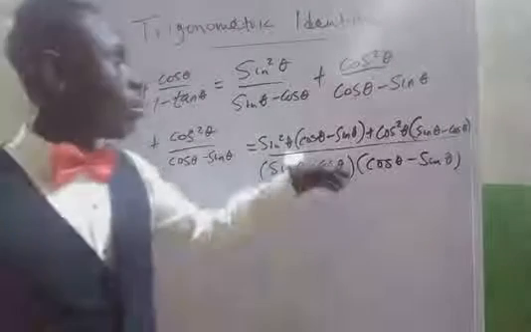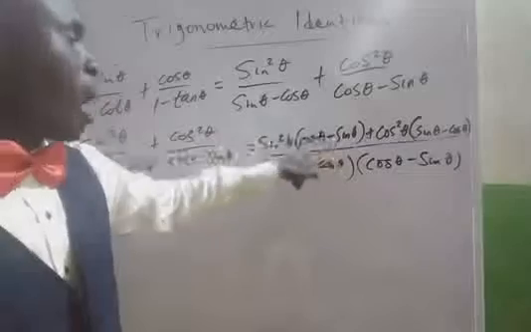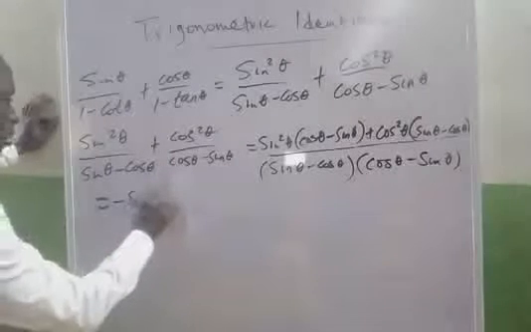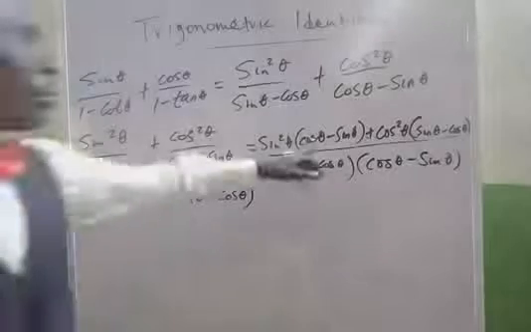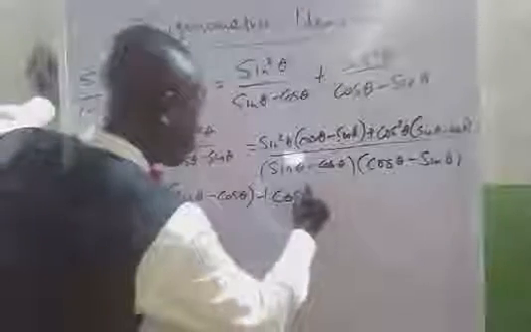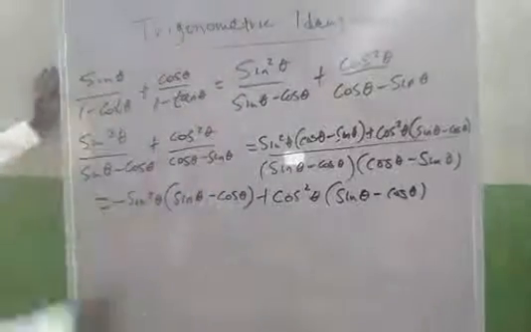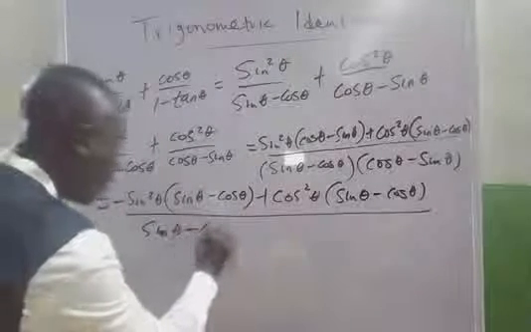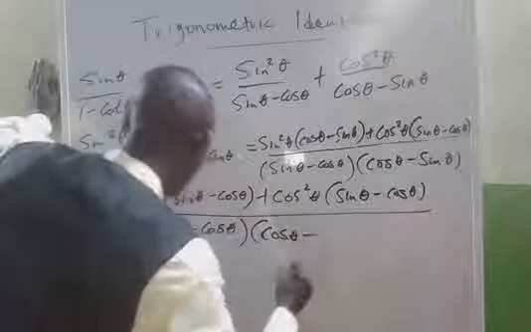So now, what I'm trying to do here is to introduce a negative here. If I introduce a negative, sin will become plus, and cos will become negative, so that these two can be the same. So this will give me minus sin squared theta, bracket sin theta minus cos theta. I hope I'm very clear with this. I introduce a negative to this part, so here becomes plus, here becomes minus. Plus cos squared theta, bracket sin theta minus cos theta. Everything is divided by sin theta minus cos theta, bracket cos theta minus sin theta.